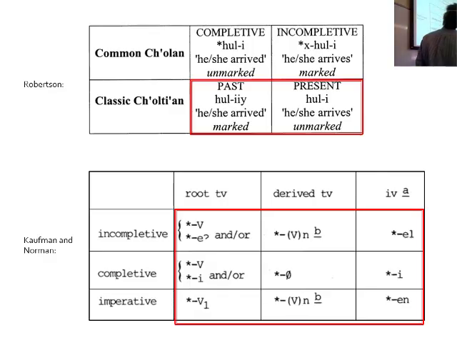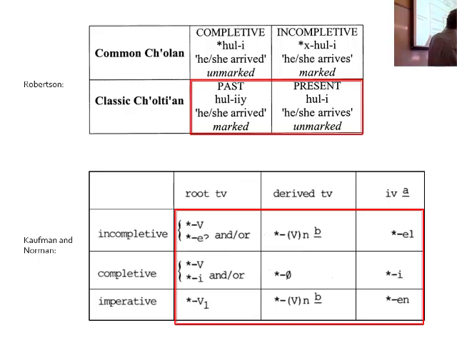So these are reconstructions. This is the John Robertson and students hypothesis. So we only have past and present. And there was an earlier marker that basically gave way to this past tense E. And then in the Kaufman and Norman's original reconstruction of Chol and morphology, they say there is still a difference between incompletive, completive, and imperative.